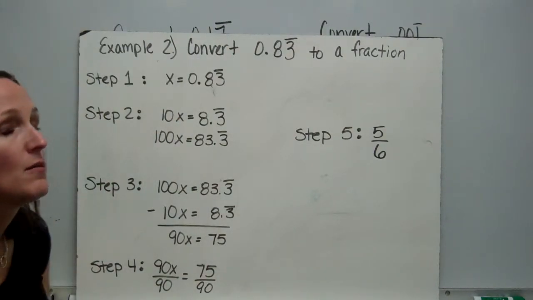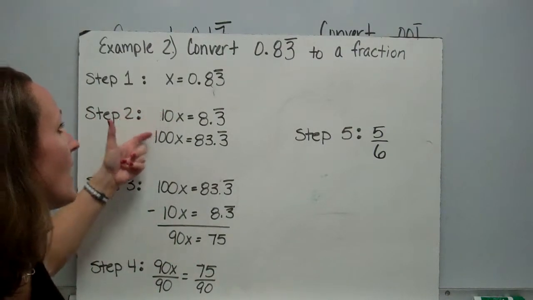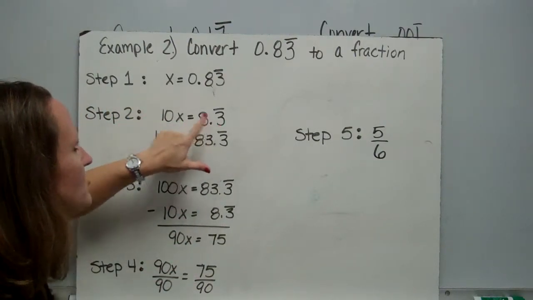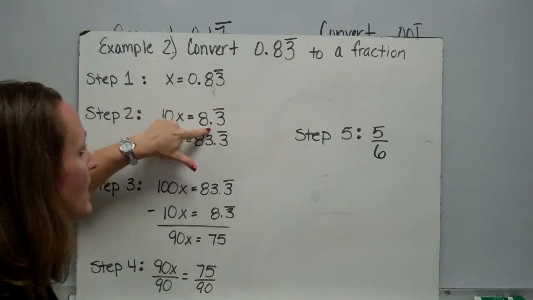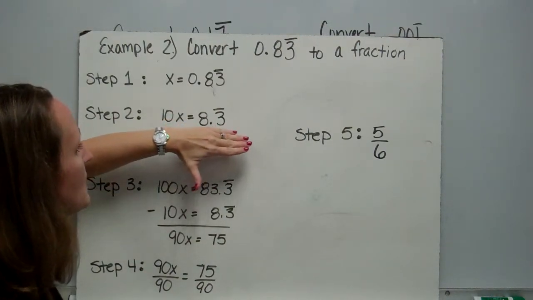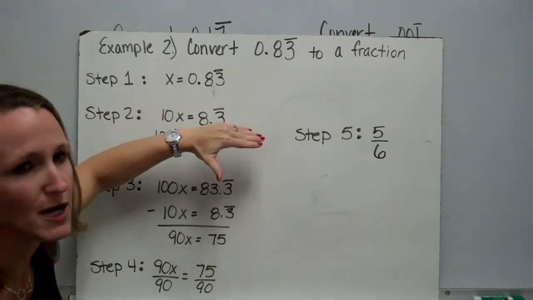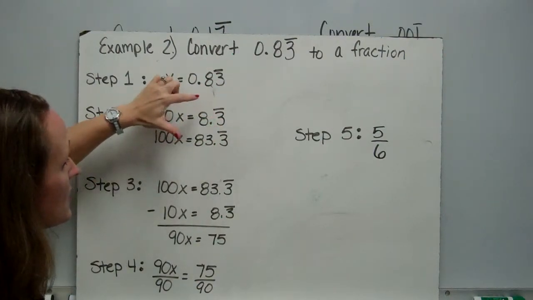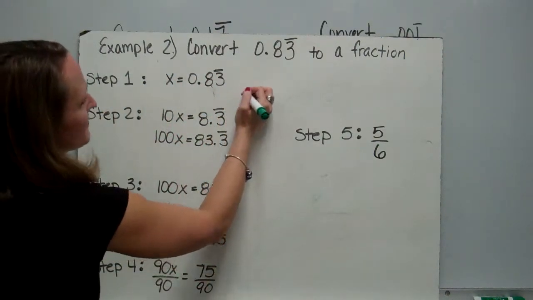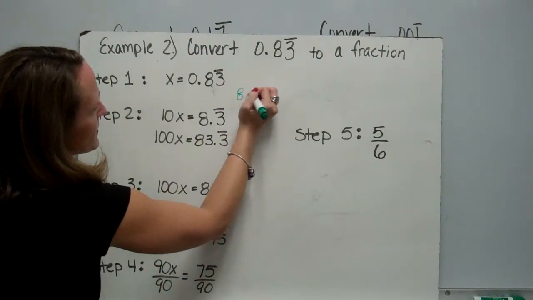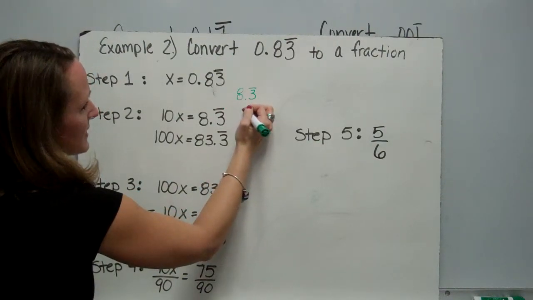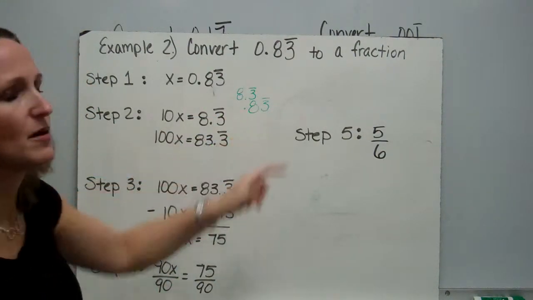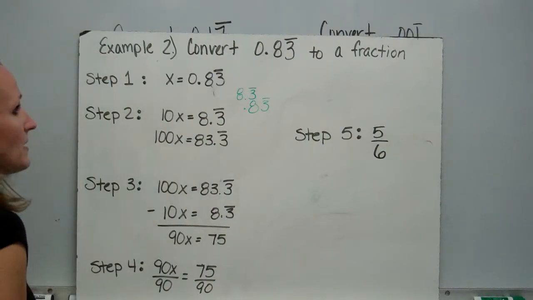Step 2, multiply it times a power of 10. I have 2 powers of 10 to consider. Why is that? When I multiplied it times 10, I moved my decimal over 1 time, so now I have 8.3 repeating. But remember, I have to go back and do that subtraction to make my repeating decimal disappear. When I try to subtract this, my decimal isn't going to line up, and my repeating decimal's not going to go away.